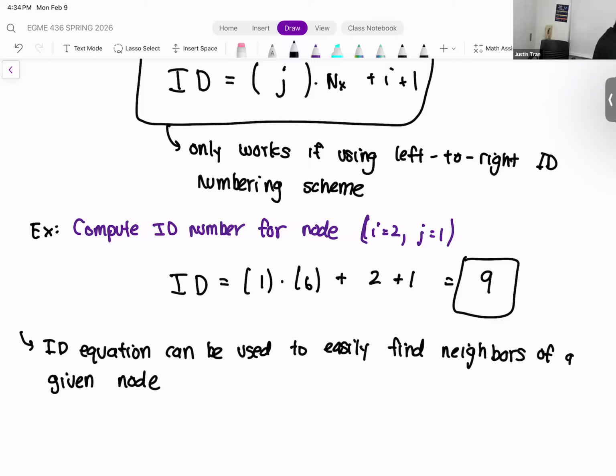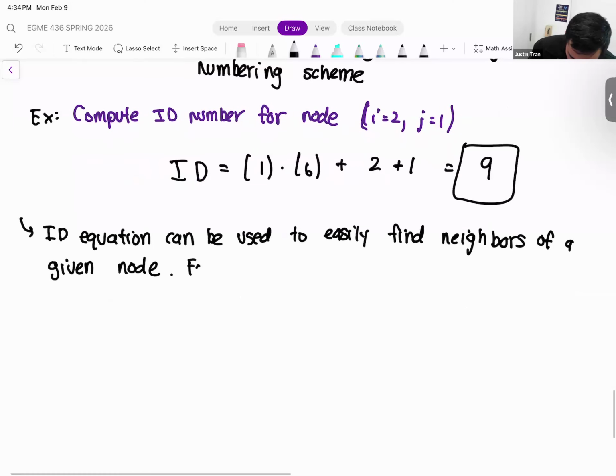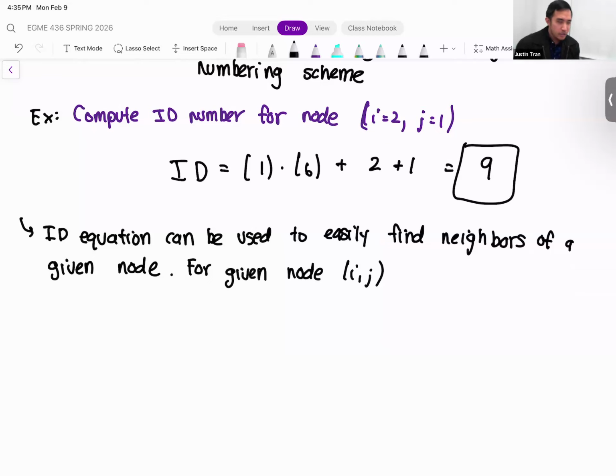So first thing, if you're tasked with finding the neighbors of a node, the IJ indexes work really well for this, right? So for a given node I comma j, let's assume that this I comma j is somewhere in the middle of the grid. So we're going to have neighbors on all sides. We'll deal with the boundary conditions later, and obviously there are going to be exceptions when we're at the boundary. But let's assume for now that we have a neighbor on all four sides.